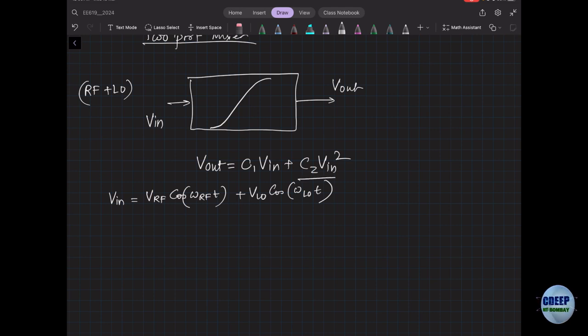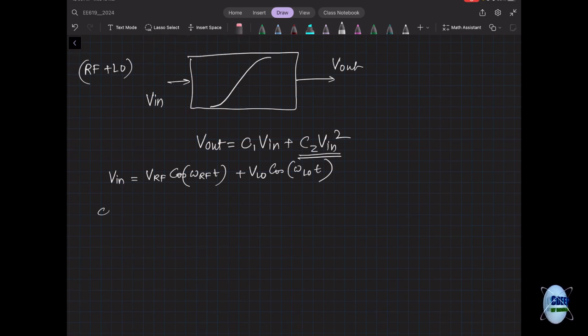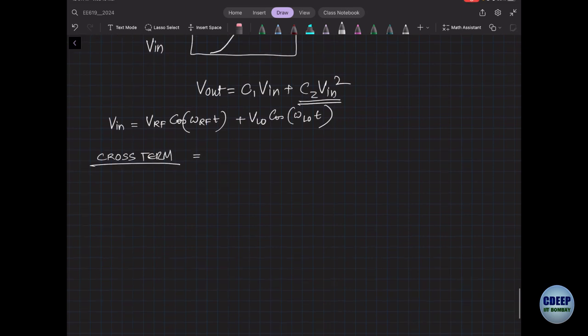Okay. So if you look at this particular term, do you see that A plus B and square of it? So 2AB. And right there is our multiplication that we wanted. Okay. And that's what we would be looking at. So cross term will be equal to 2C2 VRF VLO cos of omega LO t. Agreed?